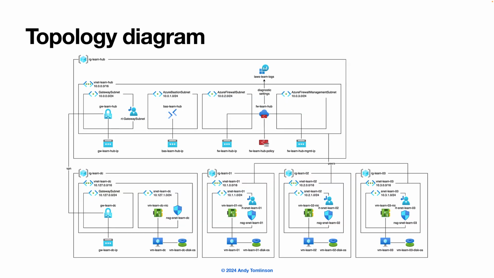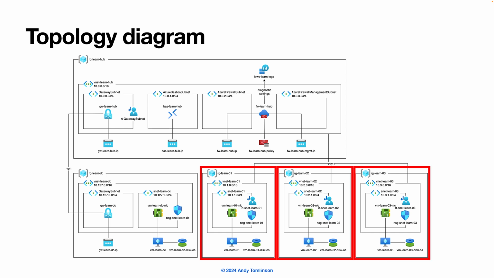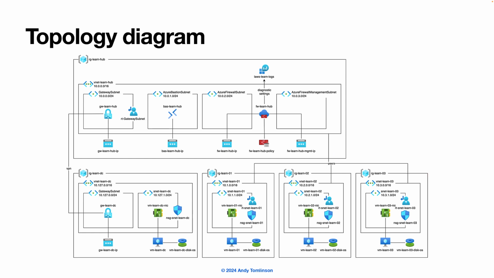Let's review the topology diagram for this lesson. First, let's recap on the resources that we were using from the previous lessons. These include the Hub resource group, its virtual network, along with the virtual network gateway and bastion, the peering relationships to the spoke virtual networks, and the VPN to the data center. We're also reusing the first, second, and third resource groups, their virtual networks, their virtual machines, and their peering relationships to the hub. And lastly, we're also reusing the data center resource group, its virtual network, along with the virtual network gateway, the virtual machine, and the VPN to the hub.